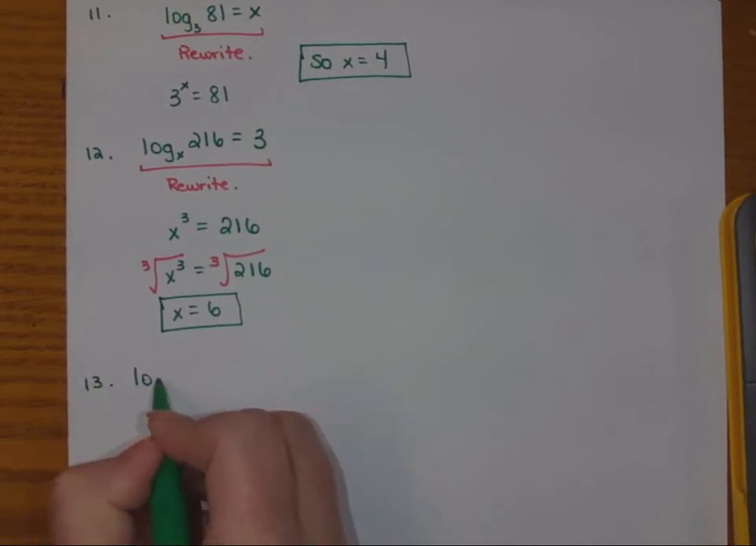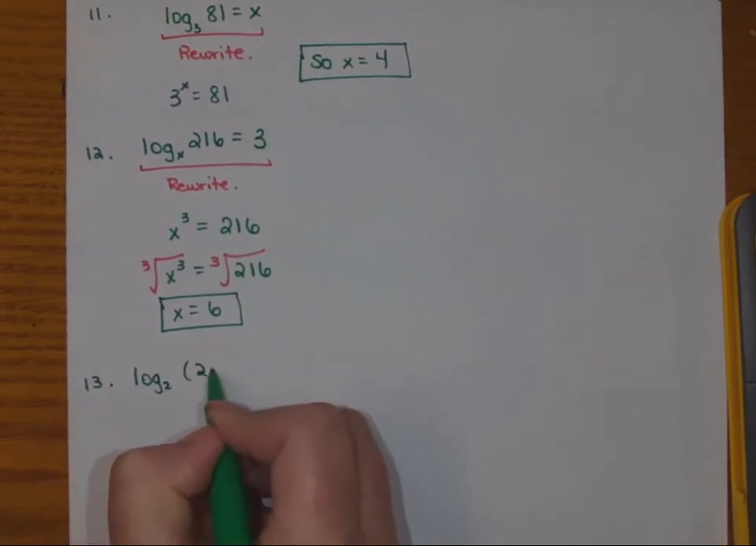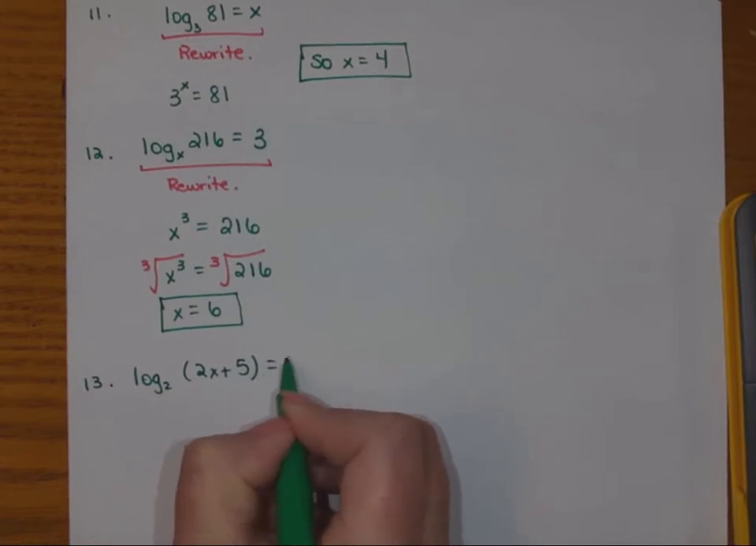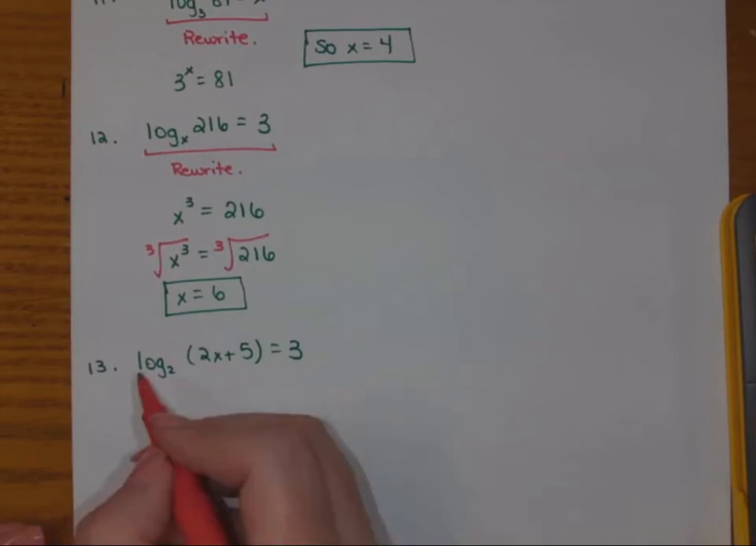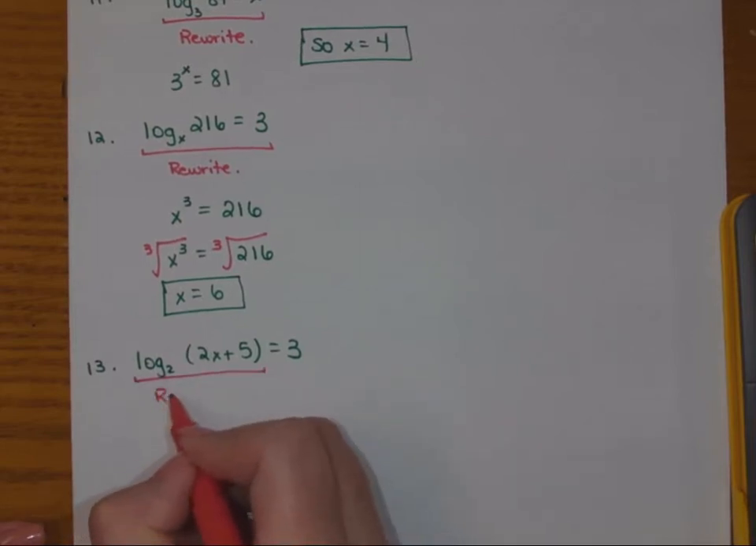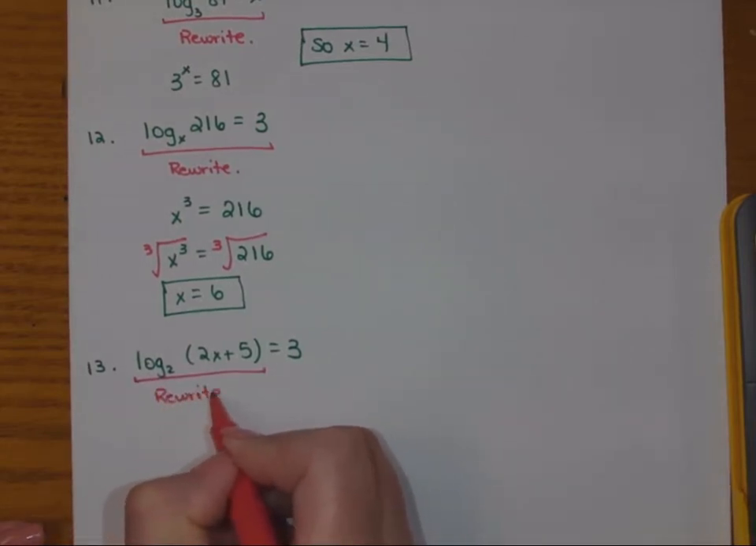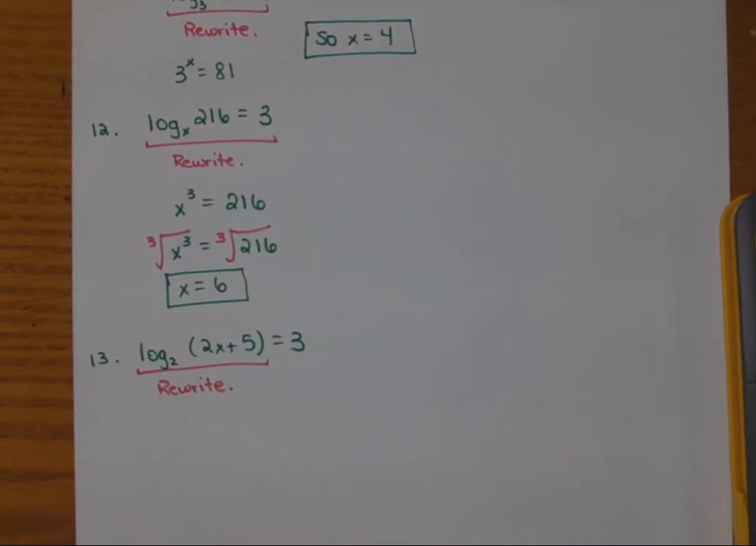Number 13, log base 2 of 2x plus 5 equals 3. So notice this is actually very similar to what you did in number 11. You just, again, need to rewrite this. That needs to be your go-to rule with logarithms. Try to rewrite it when you can. So if you rewrite it, it's 2 to the third power equals that 2x plus 5.